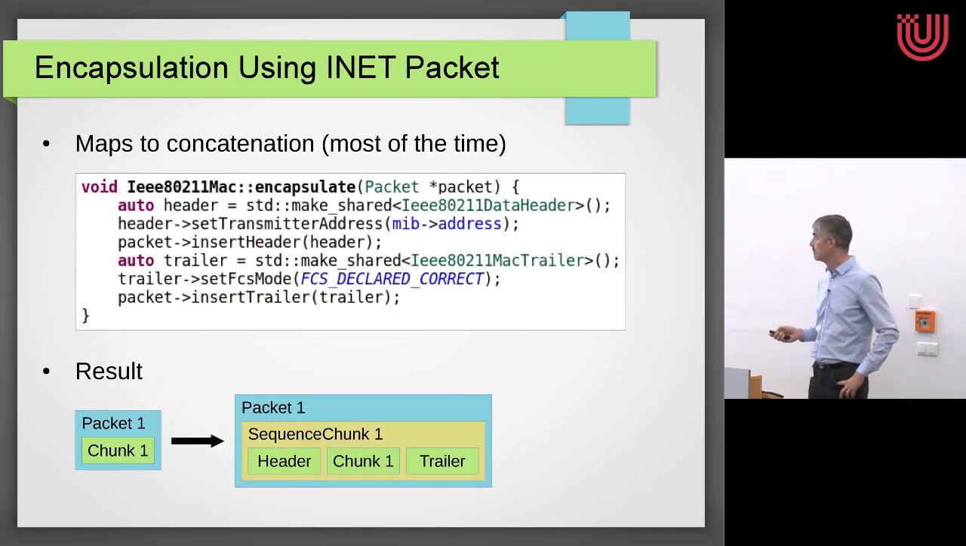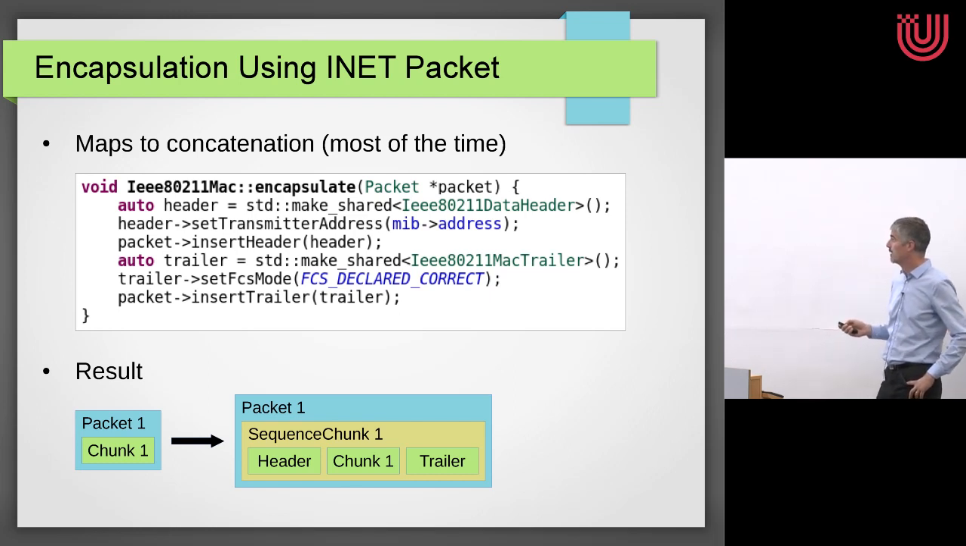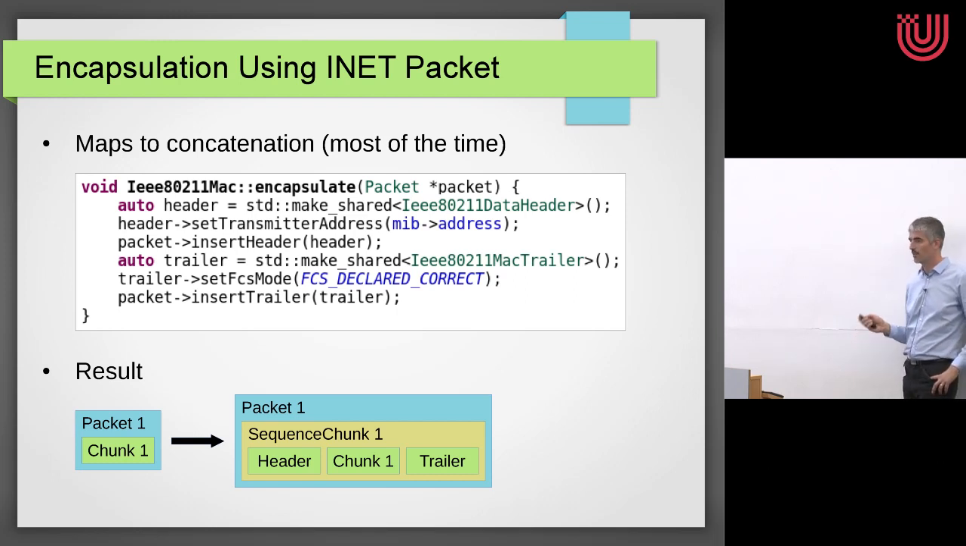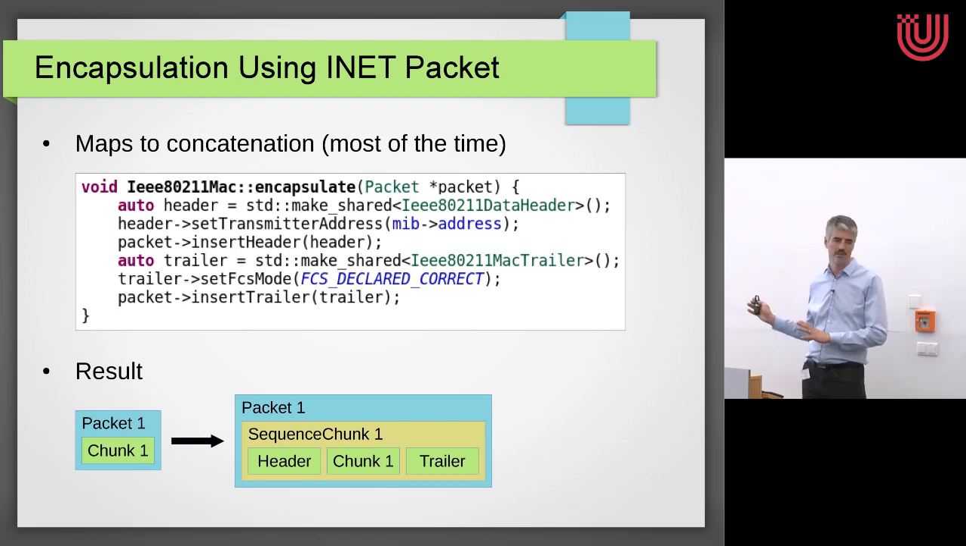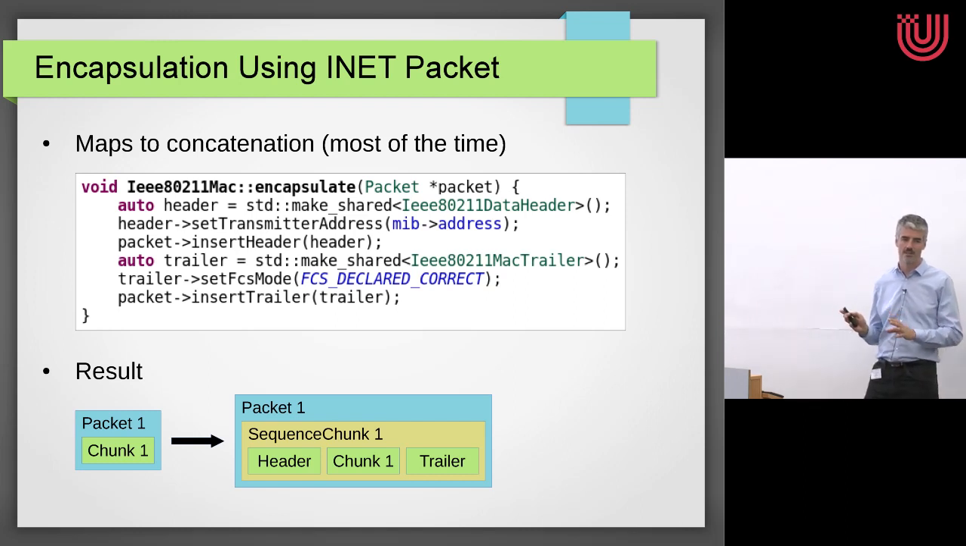Now with INET, what you do is you get the packet, you create two chunks, the MAC header and MAC trailer, set some fields, and insert the two. In this example, you could start with a packet which contains one chunk and end up with a packet which contains a sequence chunk containing the original chunk plus the header and the trailer. So it's pretty simple. In this case, there's not really an important difference. The original encapsulation code was totally okay.